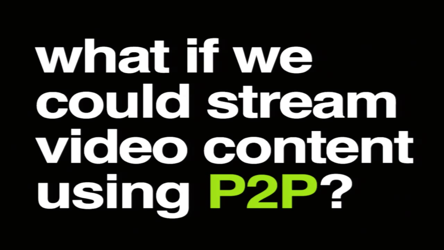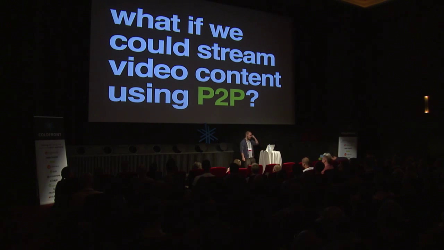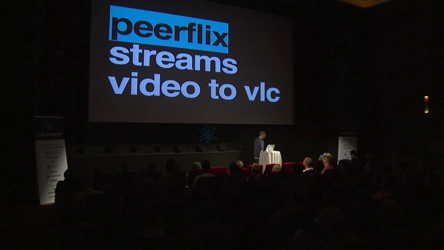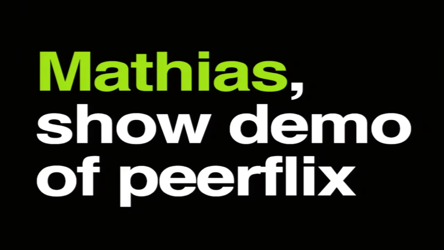What if, instead of just relying on Netflix, we could take some of this video and start streaming it between peers instead, right? But having the same experience of Netflix, in the sense that we stream video and get it on demand. So I implemented this. It's called PeerFlix. It's peer-to-peer streaming of video in real time to VLC, because VLC is awesome, using torrent stream. It's basically a 300-line node module. And I would like to show that now.